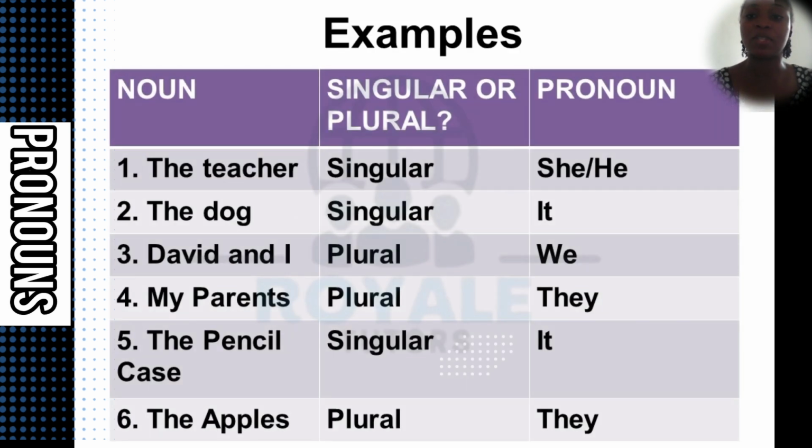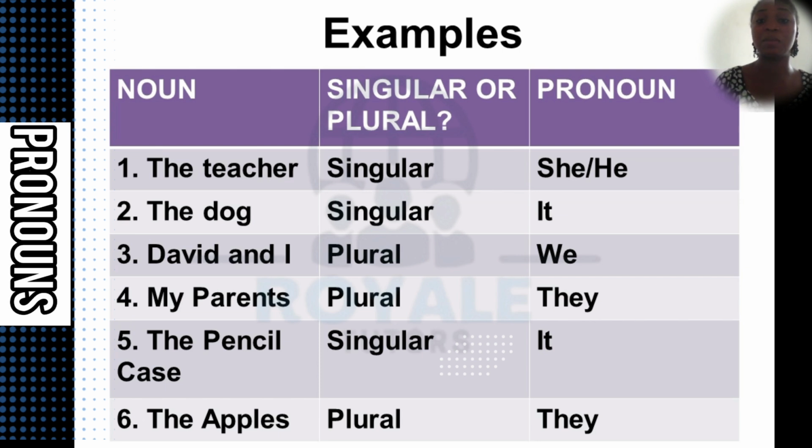Okay, look at this table that we have here. We have the noun, singular or plural, and pronoun. So we have to look at if the noun we have here is singular or plural, and which pronoun can be used to replace them. The first one on the list is the teacher. As you can see here, the teacher is referring to just one person. So that makes it singular. And then if you were to replace the teacher with a pronoun, it would either be she or he. And then the next one you have the dog, which is the name of a thing or an animal.